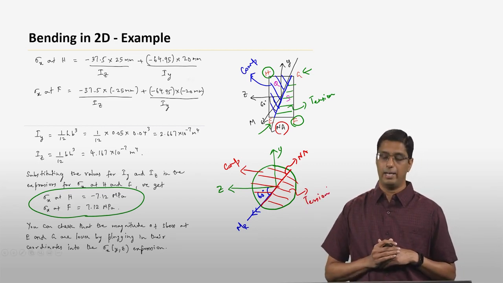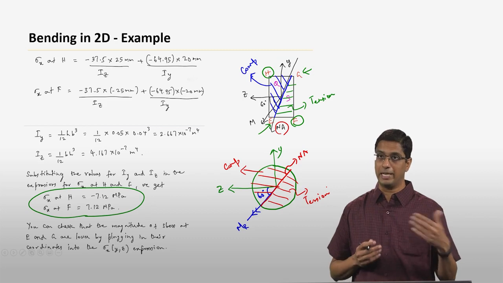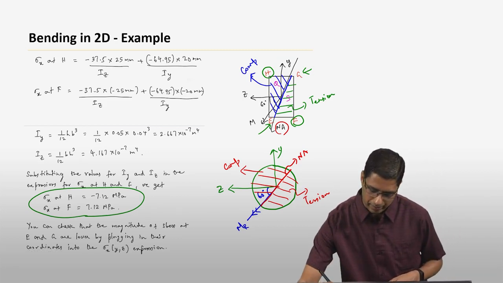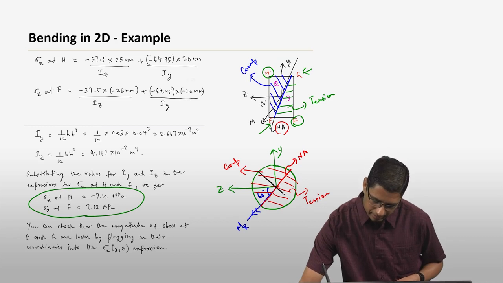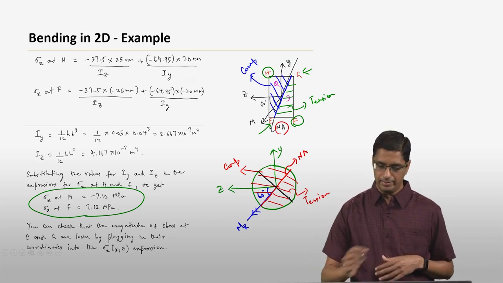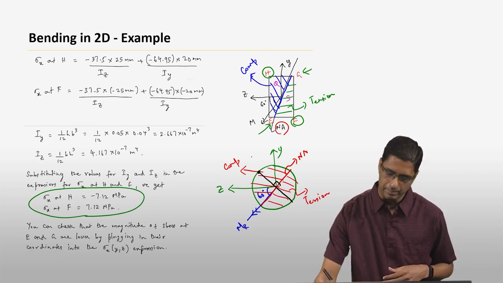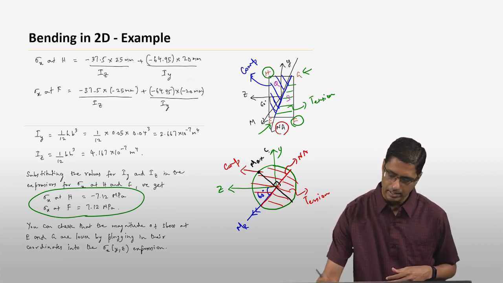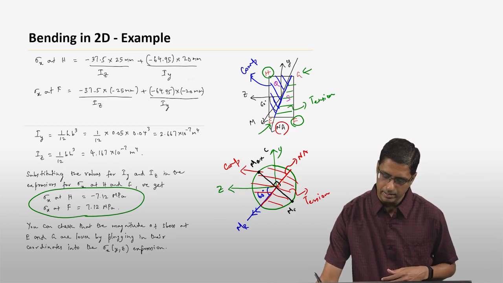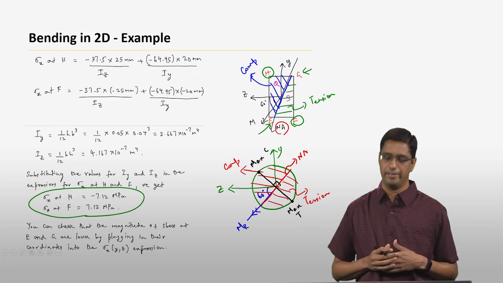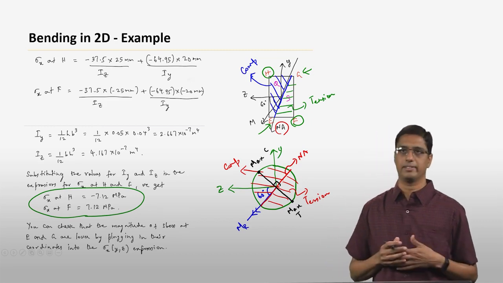Okay? And how do you find out which point is going to have the maximum tension and maximum compression? It's actually very simple. You just draw a diameter through the point that is perpendicular to the neutral axis, and this point is going to be under the max compression, and this point is going to be under max tension. Okay? So it becomes very simple in the case of a circular cross section.